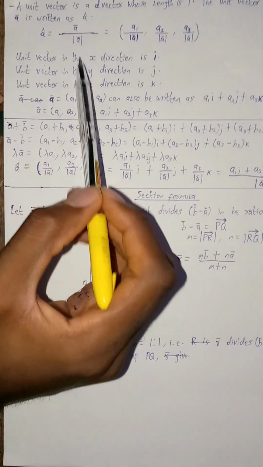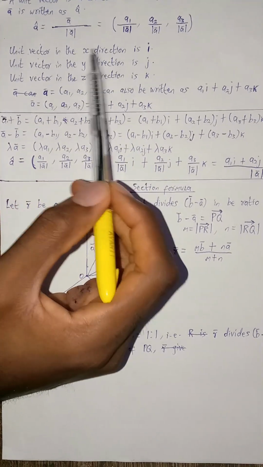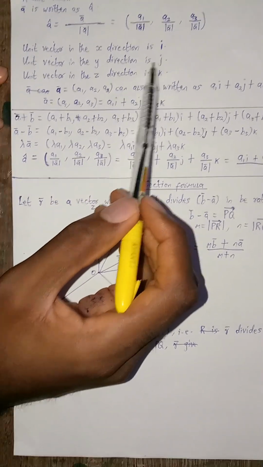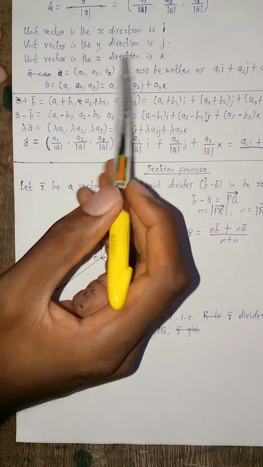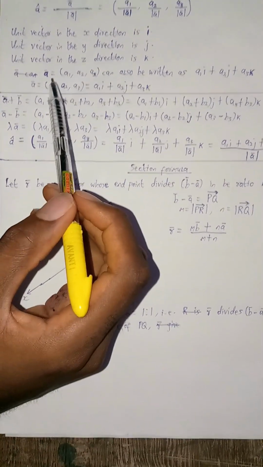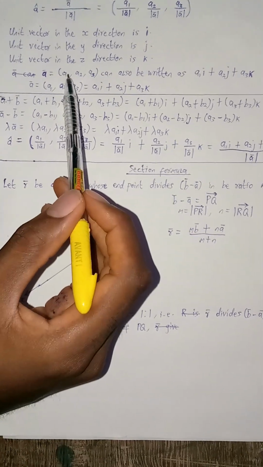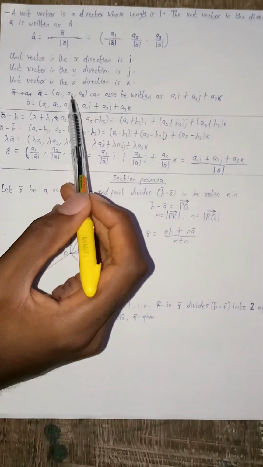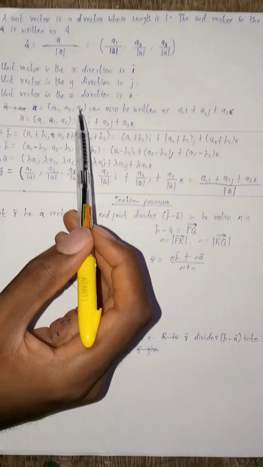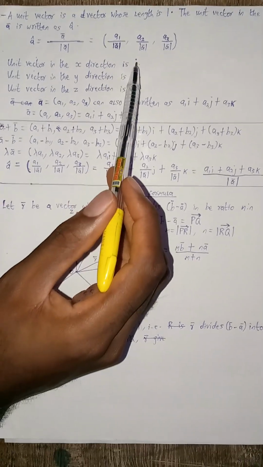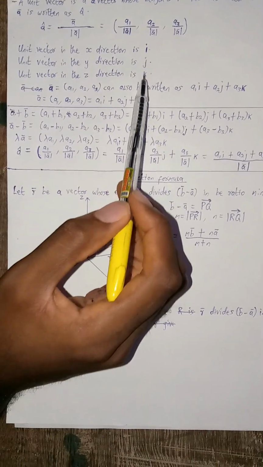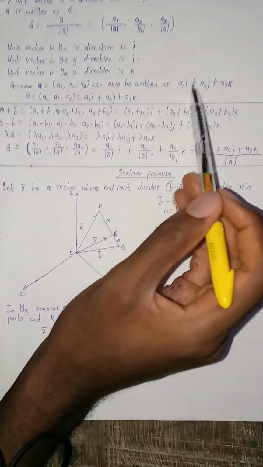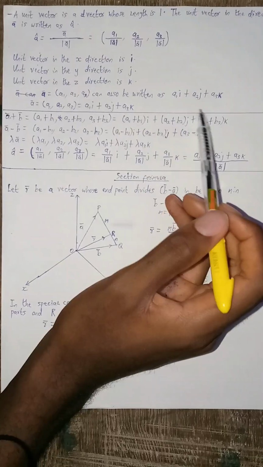Now, if our vector A is in the x direction, the unit vector in the x direction is written as i. The unit vector in the y direction is written as j. The unit vector in the z direction is written as k. Now, this A1 is the x coordinate, so it is in the x direction. This A2 is the y coordinate, in the y direction. Same thing goes for A3, in the z direction. It means that this vector A can be written as A1i plus A2j plus A3k.